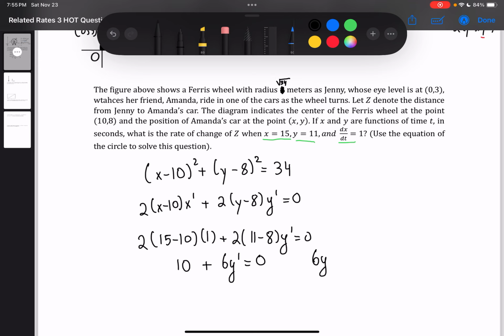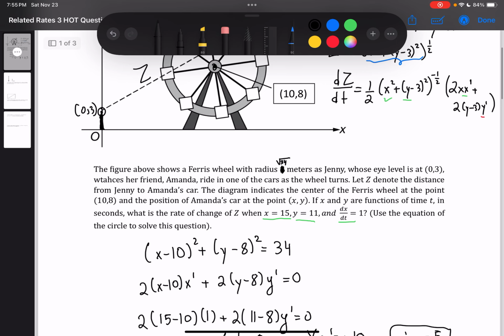Now 6y prime is going to be negative 10 divided by 6, and then you're going to have your y prime equals negative 5 over 3. So now we have our y prime, and it's easy for us to plug in this equation over here.